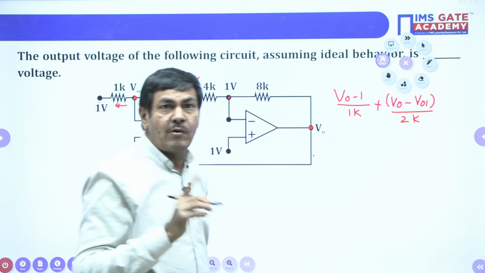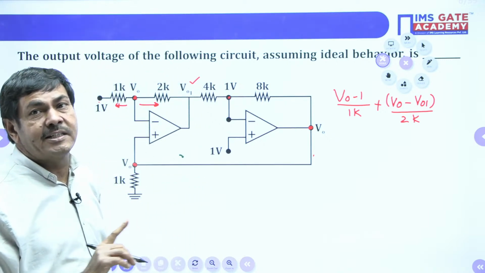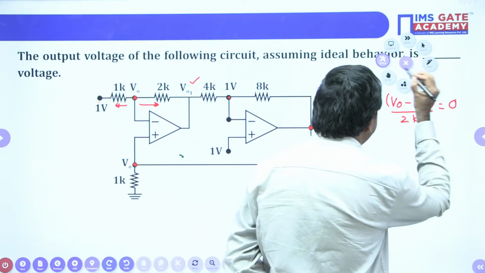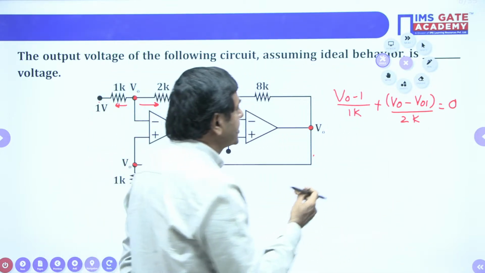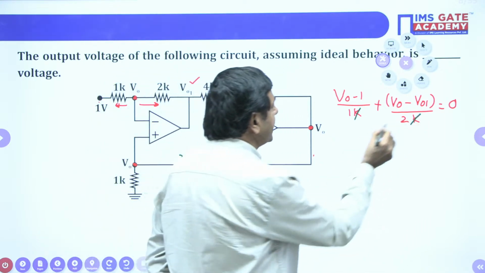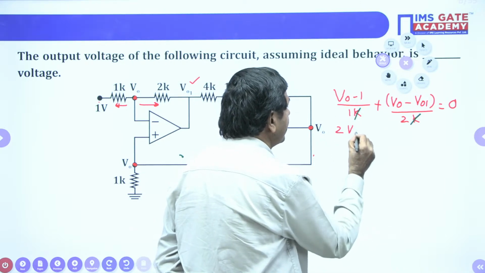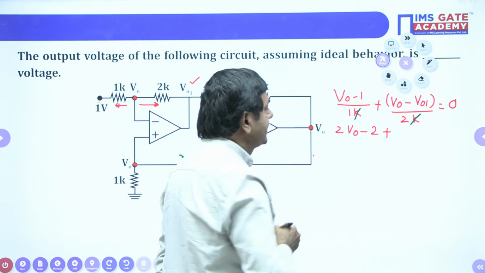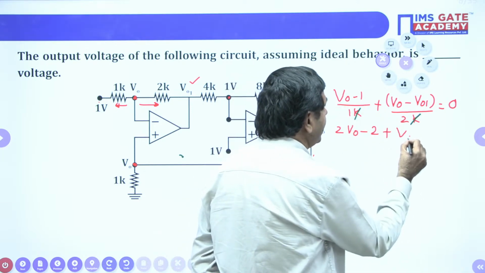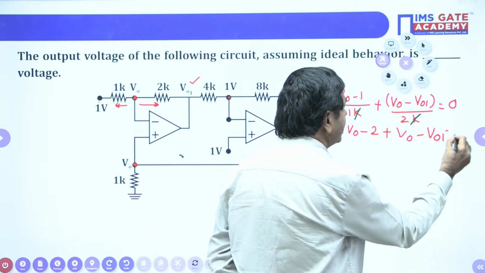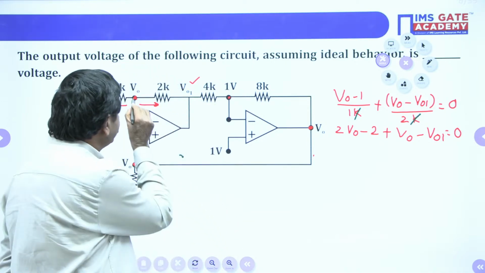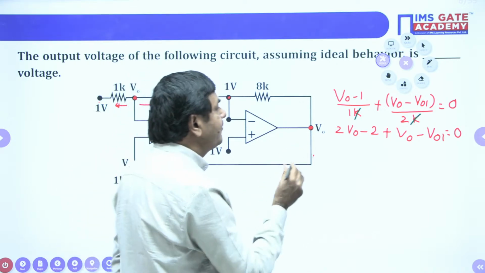According to nodal analysis, the summation of all the currents equals 0. So this side current plus this side current equals 0. K cancels on both sides. My aim is to find V01. When I cross multiply, 2V0 minus 2 plus V0 minus V01 equals 0. By using V0, I wish to find V01 here.